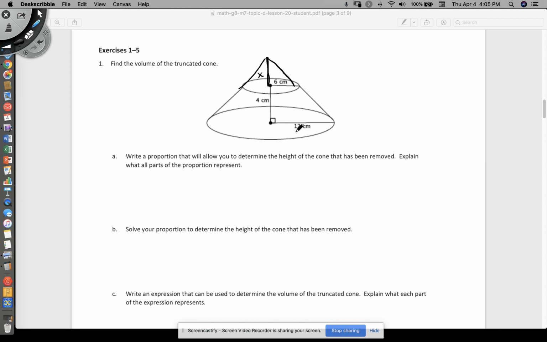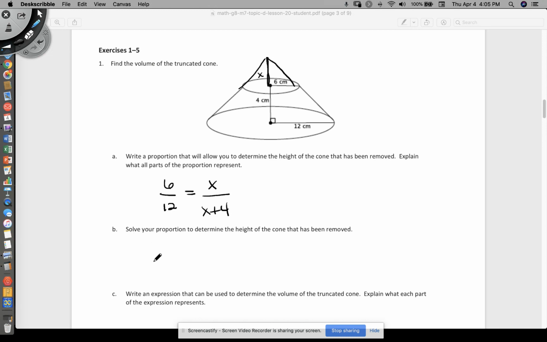Before you can solve for that, you need to set up your ratio. So A says, what is your proportion? It's going to be your two radii on top of each other. We're going to say 6 over 12, and we're going to set that equal to our two heights, x and then x plus 4. There's your proportion. That's all you need. That is the answer for A.